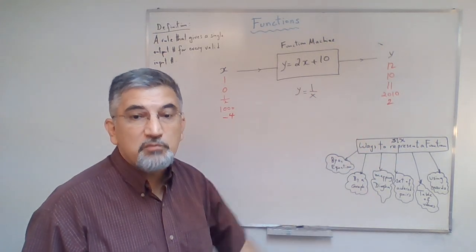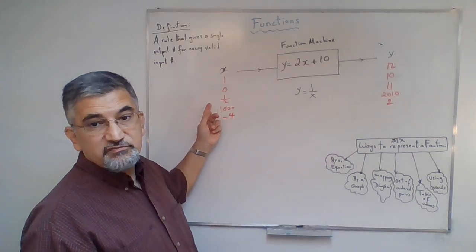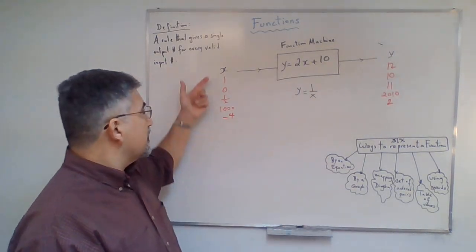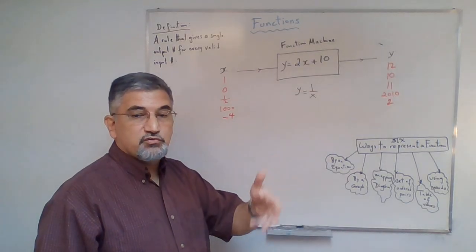The output number would be 1. If x is like 1/2, 1 over 1/2 would be 2. So the output number would be 2. So 1 and 1/2 are valid input numbers.